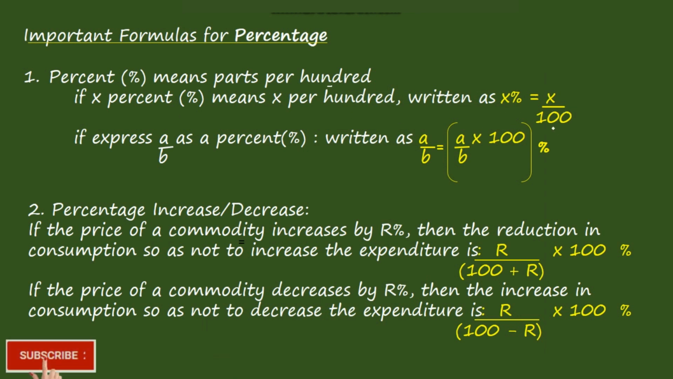So it is x by 100, right? If you have something like a by b, if you want to convert it into percentage, then we write it as a by b into 100%. Okay. Come to the second one, percentage increase and decrease.